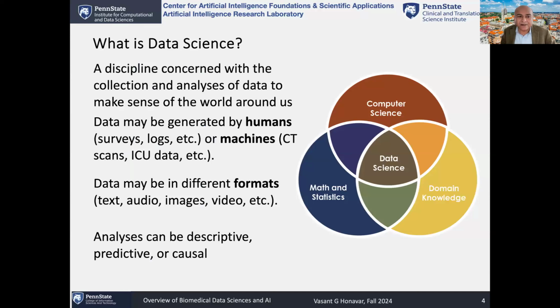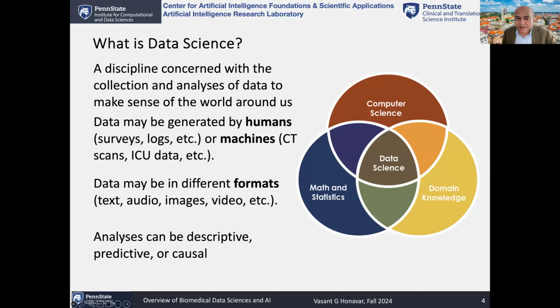large data sets. Right? So data science is a discipline that's concerned with collection and analysis of data to make sense of the world around us. So these data may be generated by humans, surveys, logs, etc., machines, CT scans, ICU data. Data may be in different formats, text, audio, images, video, and so on. And the analysis can be descriptive, predictive, or causal. So we will get into this in a little bit more detail shortly.